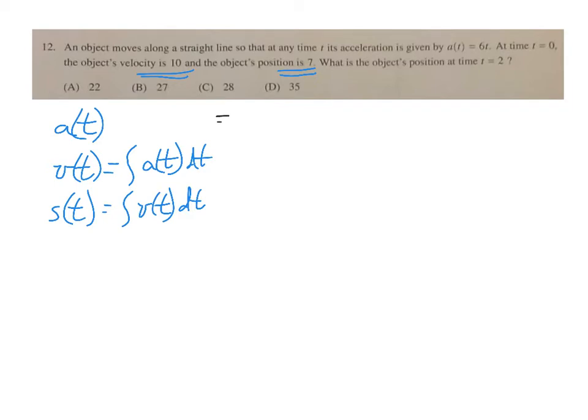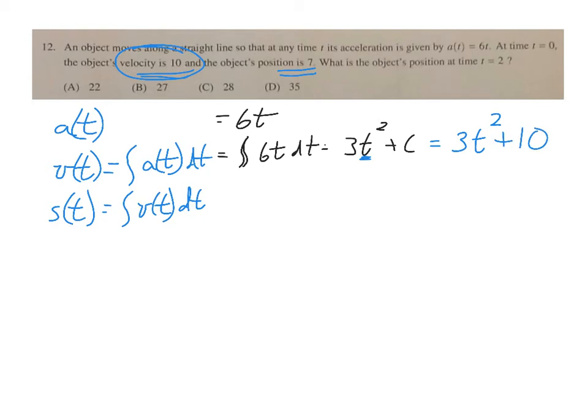We have acceleration, we're told, is 6t. So if I take the antiderivative of 6t dt, I'm going to get 3t squared. Now this is plus c. Right? This is an indefinite integral, but we do have this boundary condition. They told us that the velocity is 10 when time is 0. So if time is 0, this whole thing has to equal 10. That means c is going to be 10. So we get 3t squared plus 10. That is my velocity.